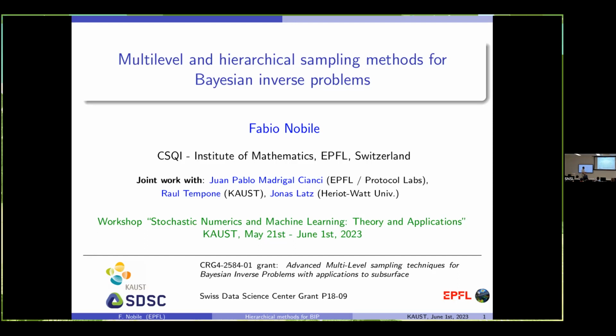Today I will present some work that we did on multi-level and hierarchical methods for Bayesian inverse problems. This is mostly the work of my former PhD student Juan Pablo Madrigal Cianci, together with Raul, and part of the work was in collaboration with Jonas Latz. And this was actually done within the CRG for a project that Raul had a few years ago, and partly also funded by the Swiss Data Science Center.